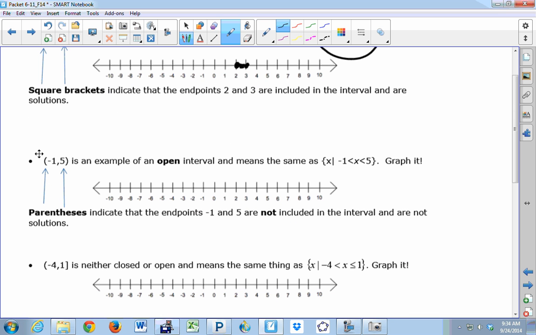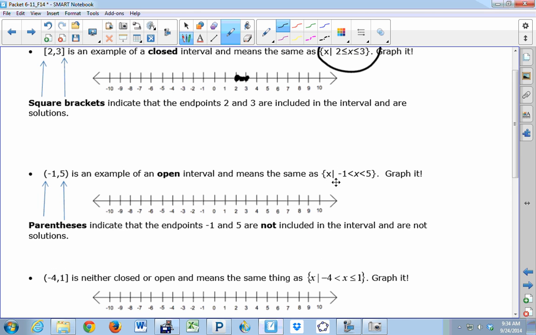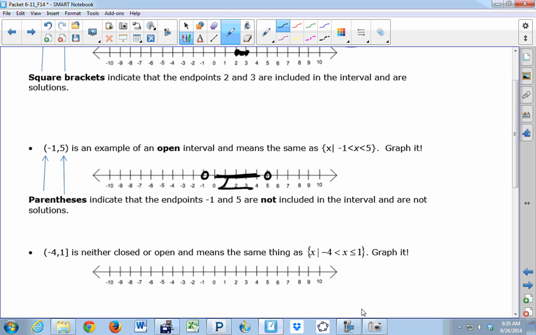Okay, the next example here is an example of an open interval. We call this a closed interval, and it's the same as this. It's the set of every single number in the world that's less than 5 and bigger than -1. Because I don't have any staples on there, I put an open circle at -1 and an open circle at 5, and then I shade everything in between.